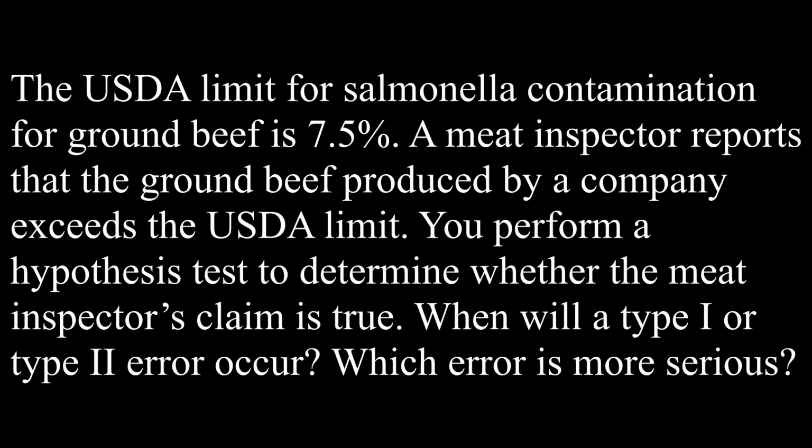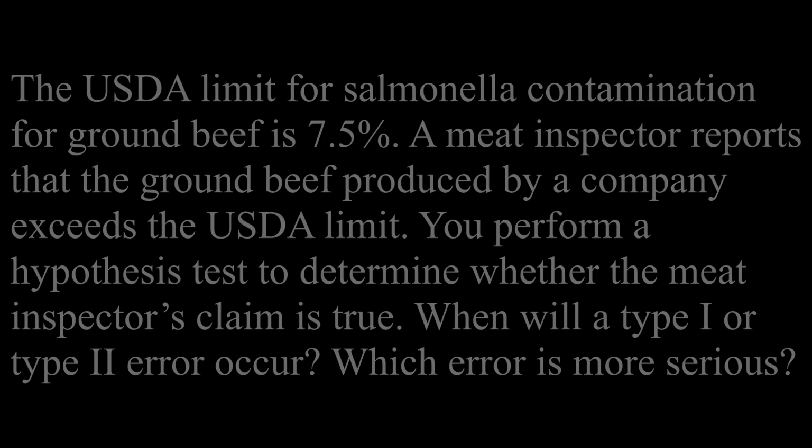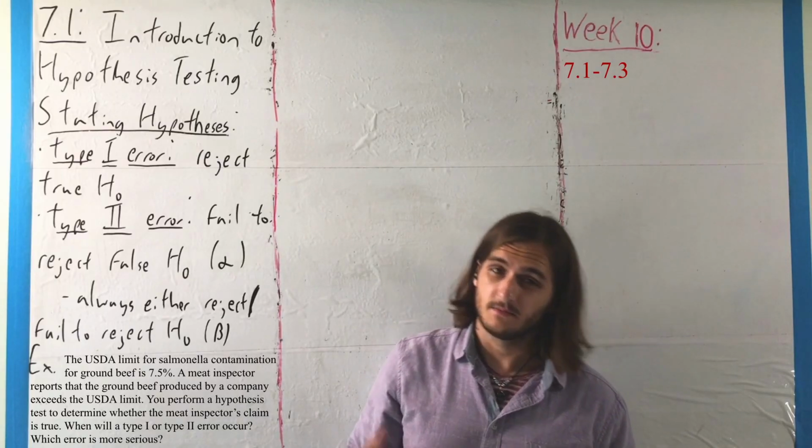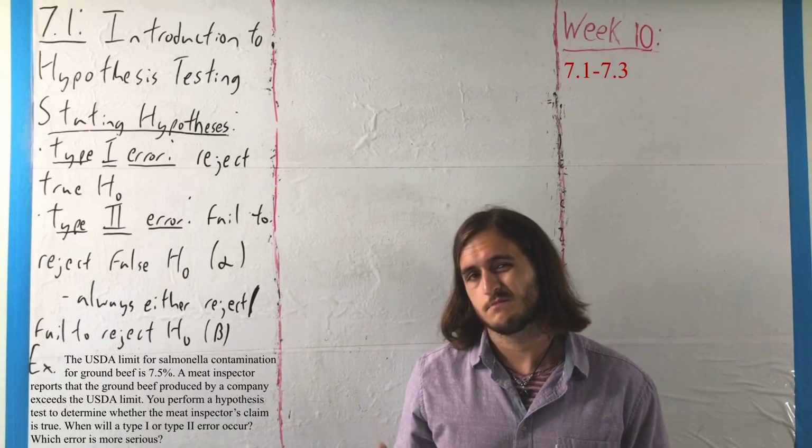So for this example, we have that the USDA limit for salmonella contamination for ground beef is 7.5%. A meat inspector reports that the ground beef provided by a company exceeds that limit. You perform a hypothesis test to determine whether the meat inspector's claim, that is, the claim that it is above the limit, is true. When will a type 1 error occur and when will a type 2 error occur? Which is more serious?